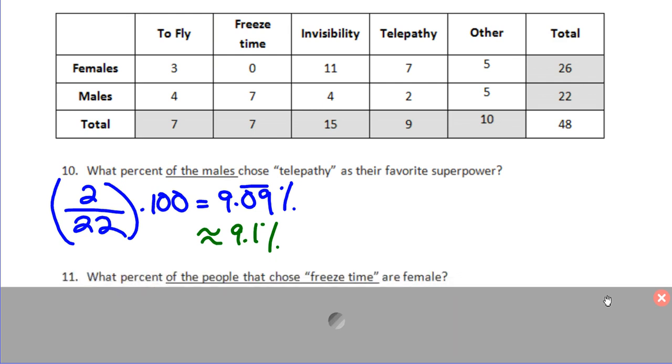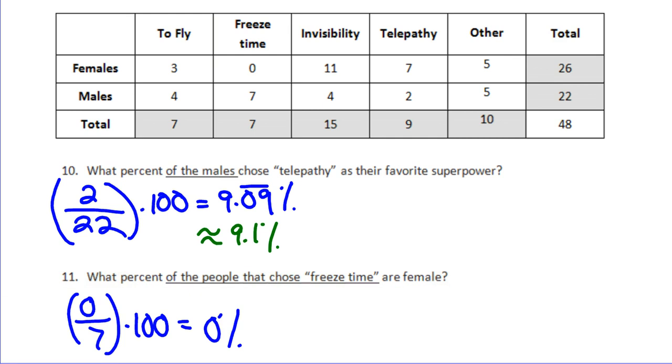What percent of the people that chose freeze time are female? Well, let's see, freeze time, there were 7 individuals. How many were female? 0. So that would be 0% of the time.